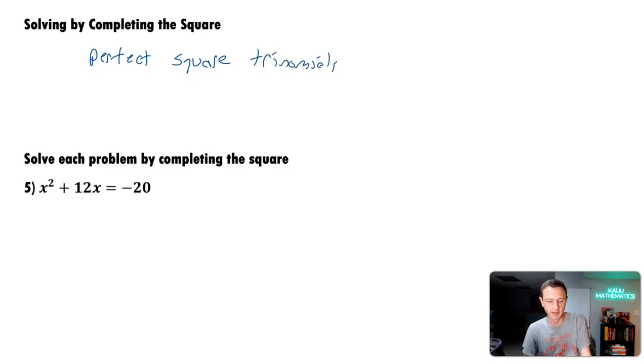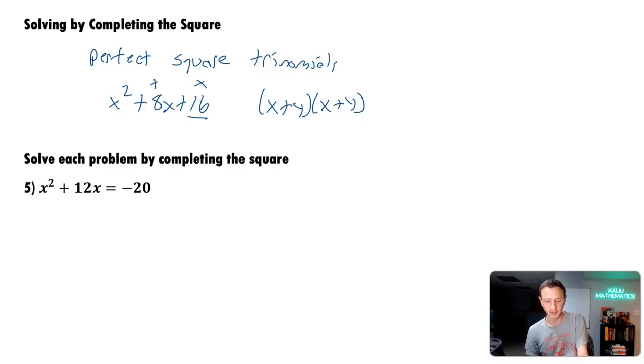And what I mean by that is if we have the perfect square trinomial of like x squared plus 8x plus 16. This is a perfect square trinomial because when I factor this, it would be x plus 4 times x plus 4. Two numbers that multiply to 16 and add up to 8. 4 times 4 is 16. 4 plus 4 is 8. So what we'd really write this as is x plus 4 squared. It's a perfect square trinomial.